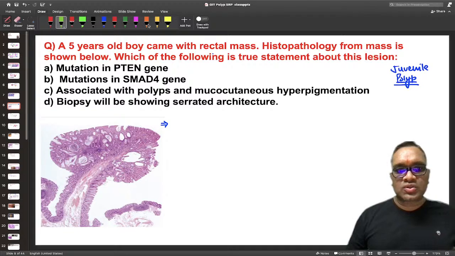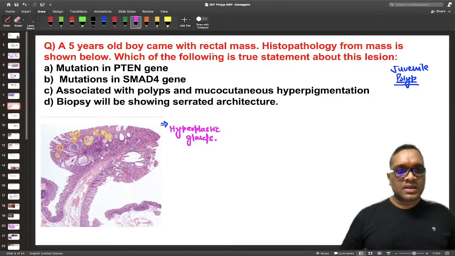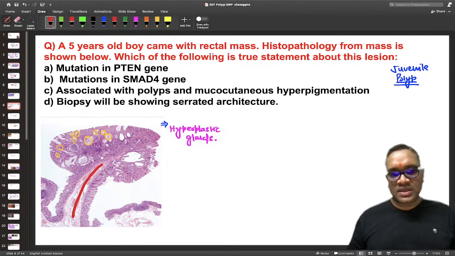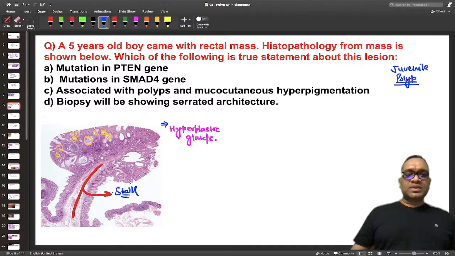And when you see this kind of appearance, what is this appearance? Can you see there are so many tiny glands? All these are tiny glands. So there is a hyperplasia of the glands, right? So what I'm showing you here is hyperplastic glands, right? So we are seeing hyperplastic glands, and you can see there is one very good stalk. This is one stalk of the tissue, right? So there is one stalk of the tissue.